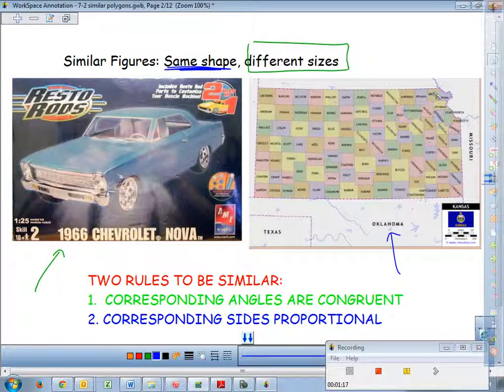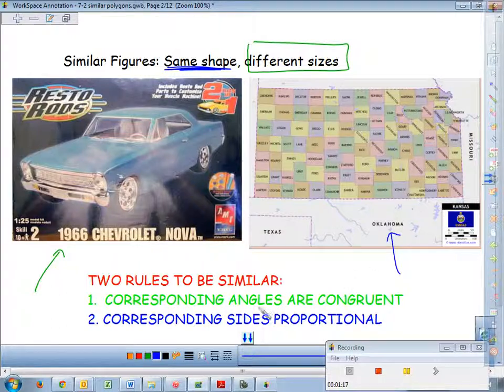Here's an even better example of similar figures. This is a map of Kansas. Should a map of Kansas be the same shape as Kansas? Yes or no? Yes. Should it be the same size as Kansas? That would be ridiculous, to have a map that is the same size as the state of Kansas. How would you fold it up? I mean, it would just cover the entire state if you unfolded that thing. That would be nonsense, right?